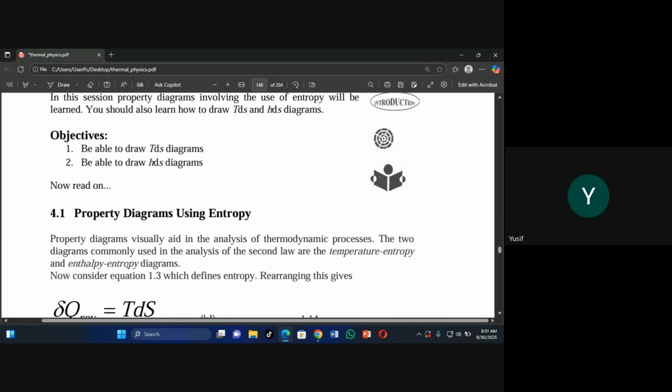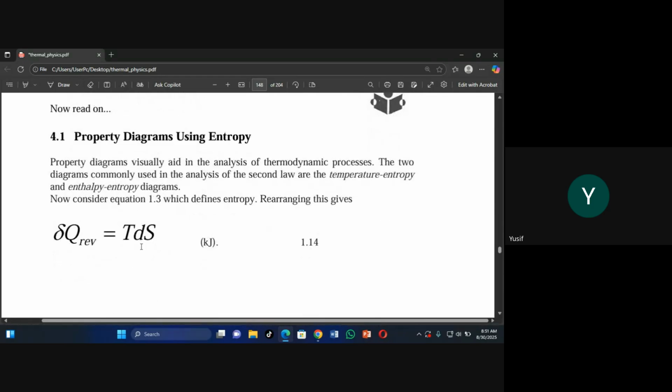Okay. And the first one that we saw for unit one, session one, was temperature-entropy change. The one we had, the reversible and the irreversible, is the temperature-entropy change. And we also have the enthalpy-entropy change. Now let's consider equation 1.3, the equation we saw earlier on.